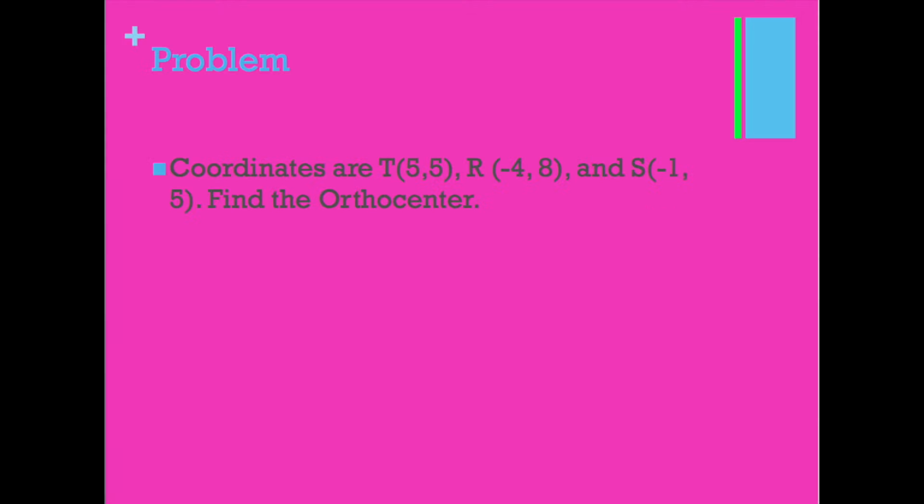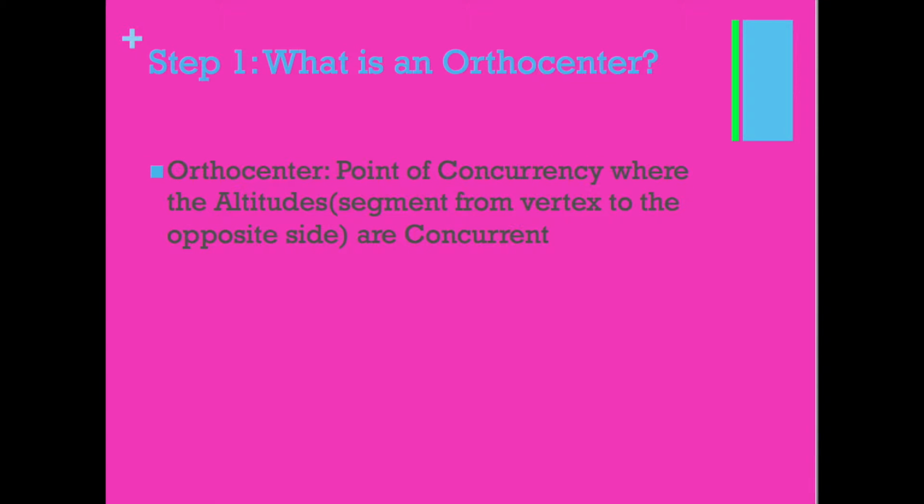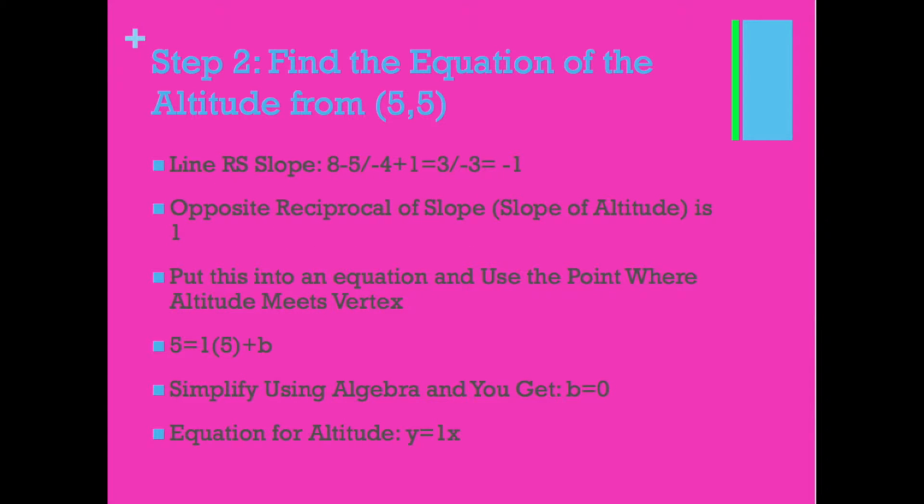Finding the orthocenter. Problem: coordinates are T at (5, 5), R at (-4, 8), and S at (-1, 5). Find the orthocenter. Step 1: What is an orthocenter? It is the point of concurrency where the altitudes, the segments from a vertex to the opposite side, are concurrent. Step 2: Find the equation of the altitude from (5, 5).